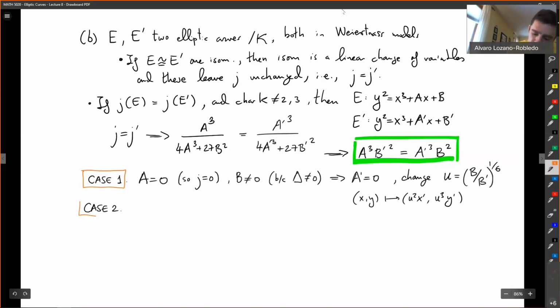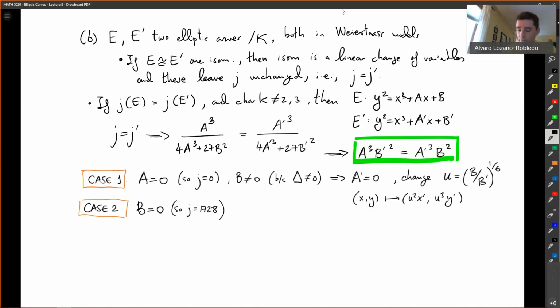Case 2 is going to be the case that B is 0. So if B is 0, then what happens is that the j-invariant is 1728. If you compute the formula for the j-invariant, and if B is 0, then A cannot be 0, because again, the discriminant. And this tells me, the equation in green tells me now that B is 0, so the right-hand side is 0, A is non-zero, so B prime has to be 0 as well.